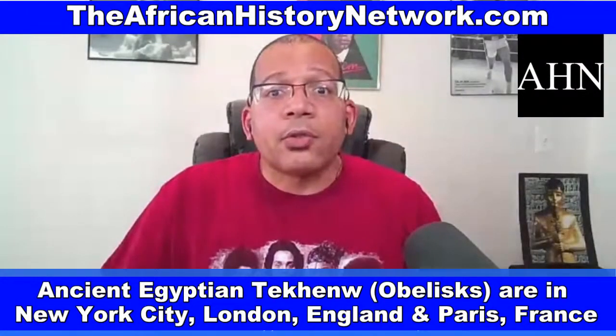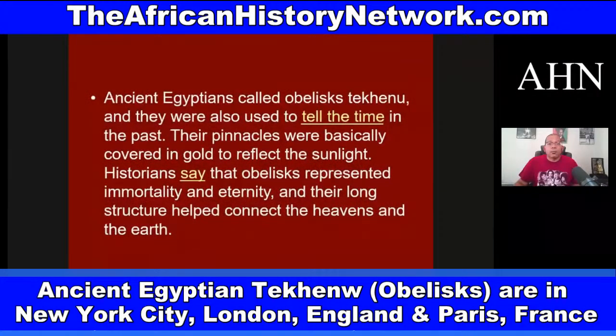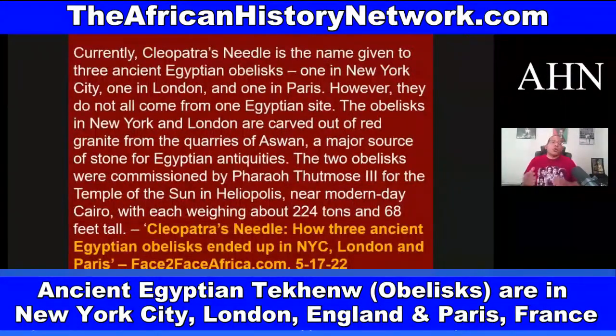All right, now let's continue here. Okay, so currently Cleopatra's Needle is the name given to 3 ancient Egyptian obelisks, or tekenu, one in New York City, one in London, and one in Paris, France. Okay. However, they do not all come from one Egyptian site.